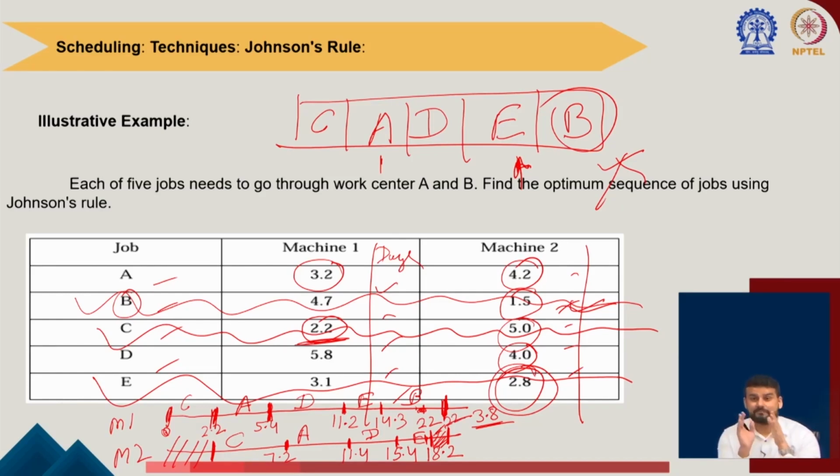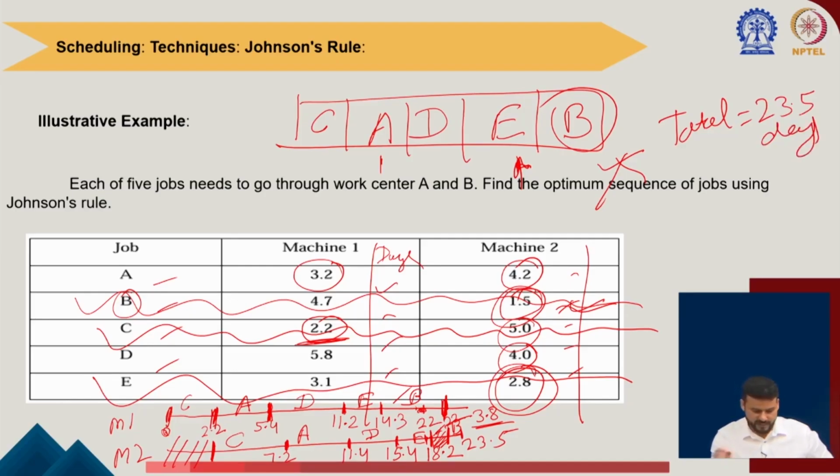So this is not delay, it is idle time for machine 2, because the processing for that particular job, which is B, has not finished on machine 1. So now on the 22nd day we can start job B, which requires 1.5 days. So finally, we will finish job B at 23.5, right. So total time required will be 23.5 days, because we are starting on the 0th day here on machine 1, and ending on machine 2 at 23.5.